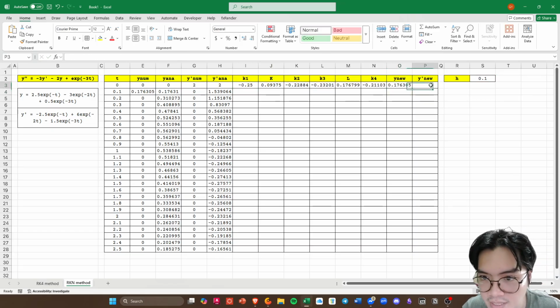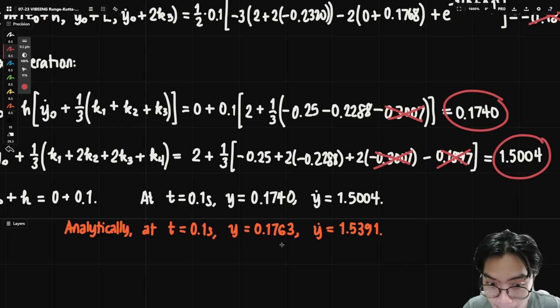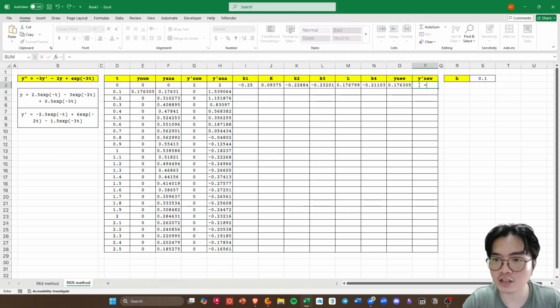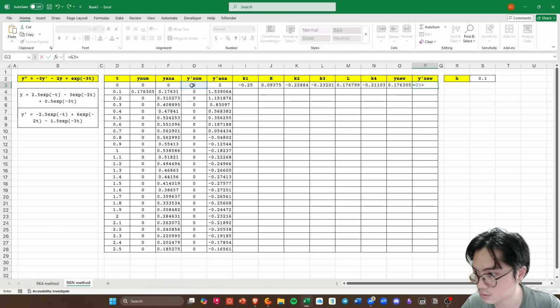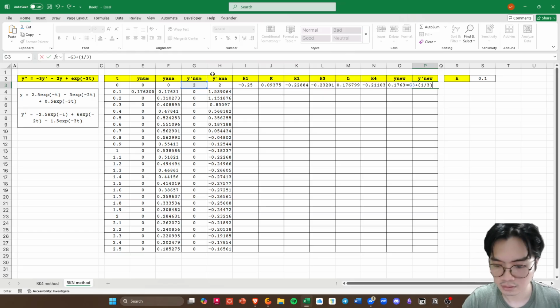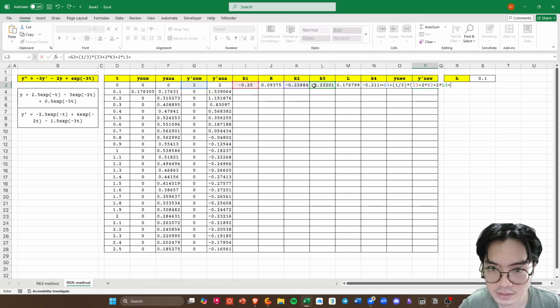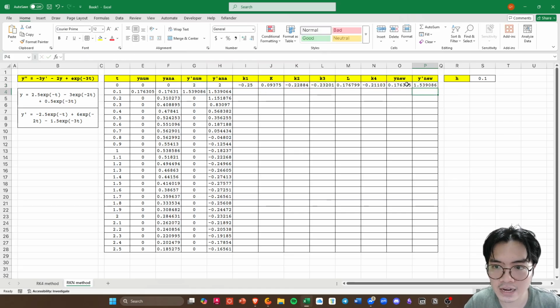Okay, that's 0.176305. Okay, it's good. It's getting good. And then our y dot new will be y dot old plus 1/3 times K1 plus 2K2 plus 2K3 plus K4. Okay, that is our new value of y dot, 0.539.